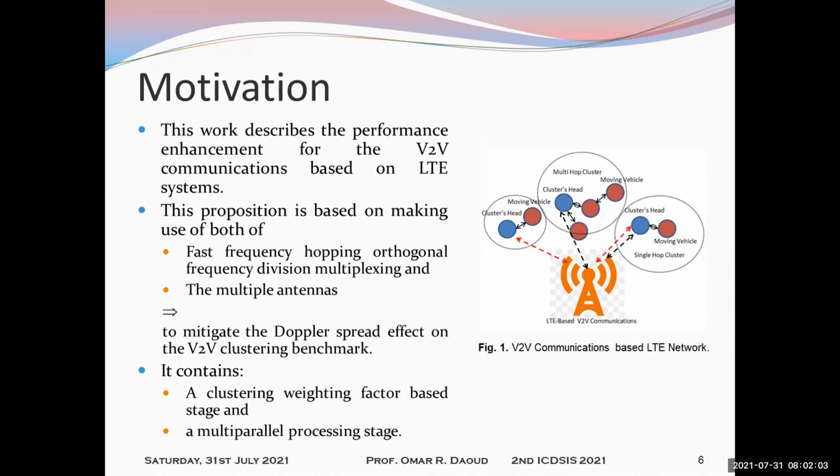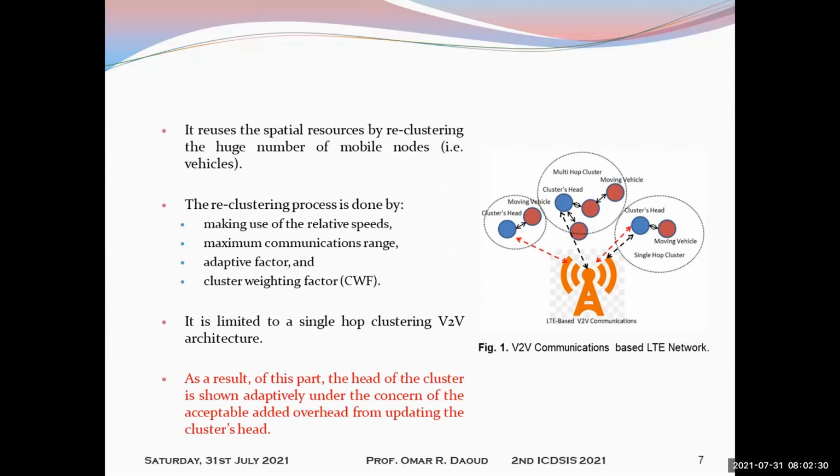The proposition has two main ideas. The first one is enhancing, let us say, the physical layer for the OFDM systems by imposing fast frequency hopping, in addition to making use of MIMO technologies by proposing multi-parallel processing using wavelet systems. This work is based on reusing the spatial resources by reclustering the huge number of mobile nodes.